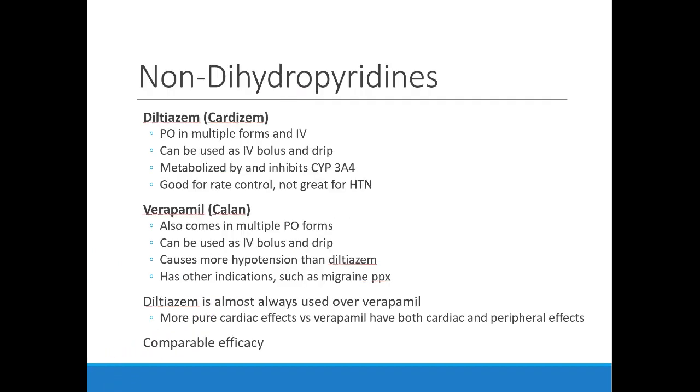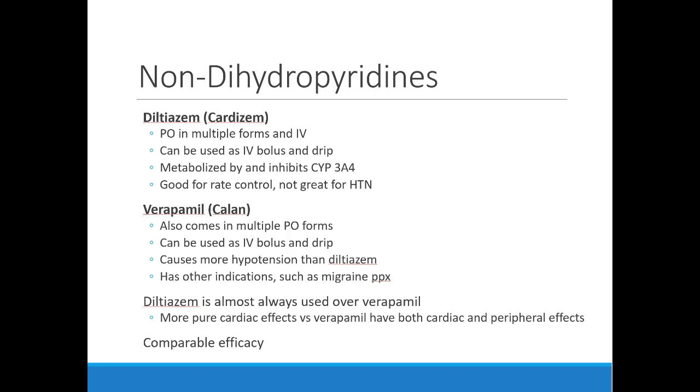I'm only going to spend a couple seconds on non-dihydropyridines just because they don't have a huge role in what we're going to be doing. Diltiazem is pretty much used as a rate control agent only, so we use it in arrhythmia. And verapamil has some role in other things outside of cardiovascular medicine, so it's used as a migraine prophylactic agent. However, it can be used as an antihypertensive. It has some more peripheral vascular effects than diltiazem does. Diltiazem really just works on the heart.